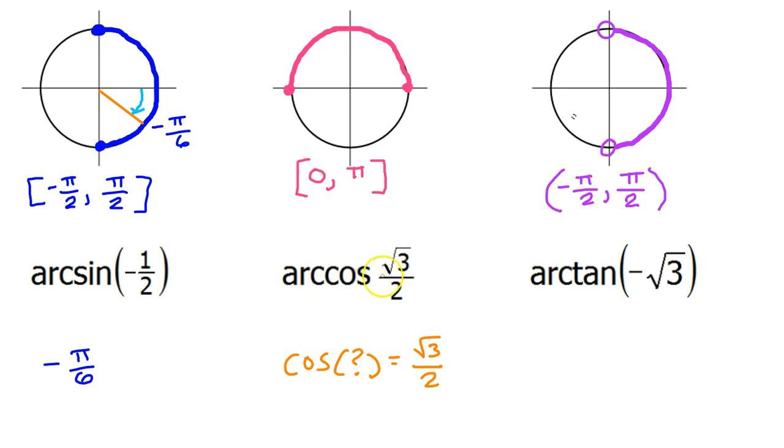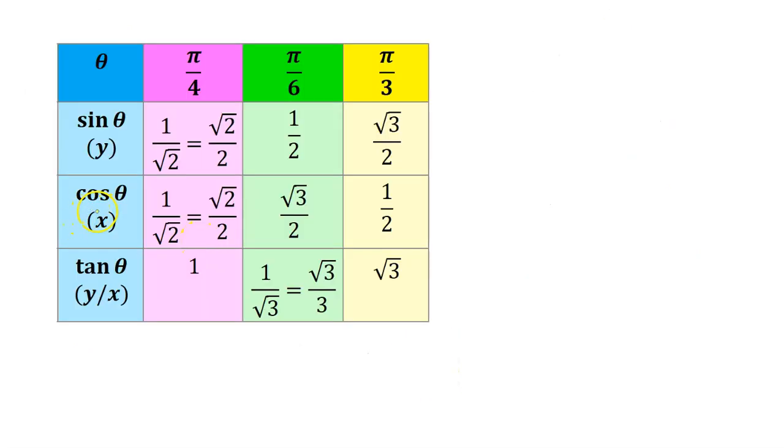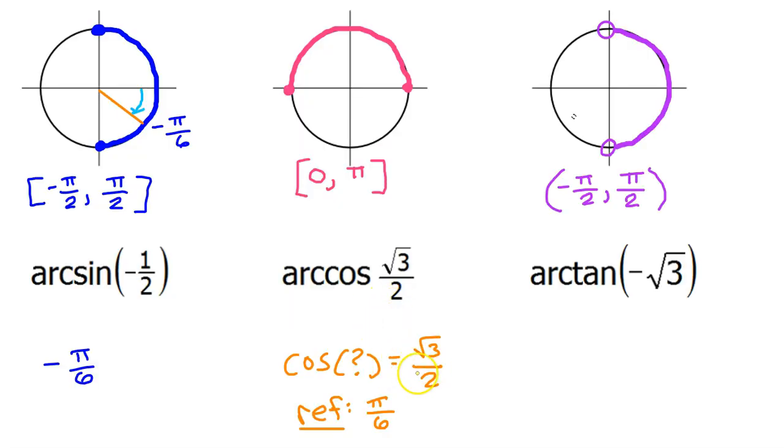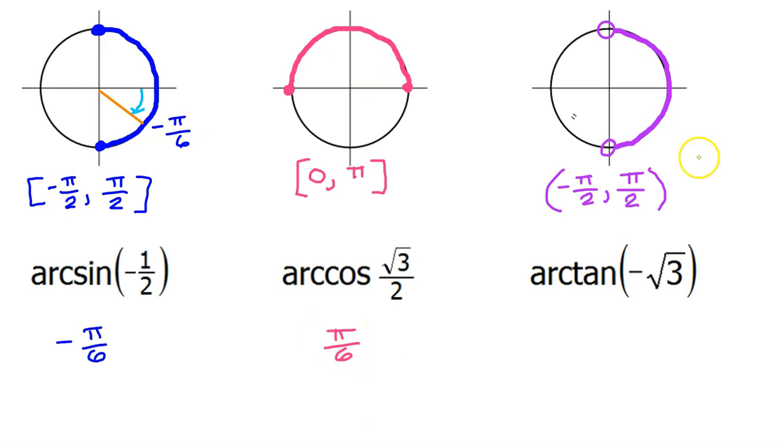To evaluate arccosine of radical 3 over 2, you ask yourself, the cosine of what is radical 3 over 2? We have memorized that the cosine of pi over 6 is radical 3 over 2. So pi over 6 is once again the reference angle. In this case, we want cosine to be positive, so we are going to stick to the positive side of the restricted range. So that's going to be the reference angle itself. And the one value of arccosine radical 3 over 2 is pi over 6. By the way, you should be doing all this in your head. I'm only writing it down for instructional purposes.